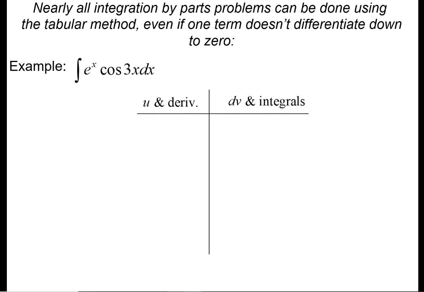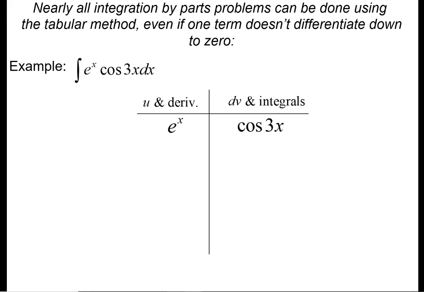So I'm going to choose u and I'm going to choose dv, still following the LIPET rule. So u would go with the exponential function, so that's e to the x. Now I'm going to stop here and I'm going to put the dv because e to the x doesn't just differentiate down to 0. The derivative would be e to the x all day long.